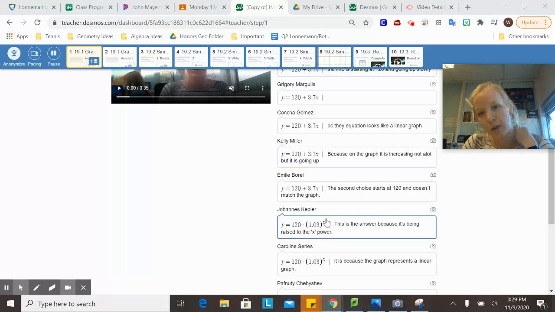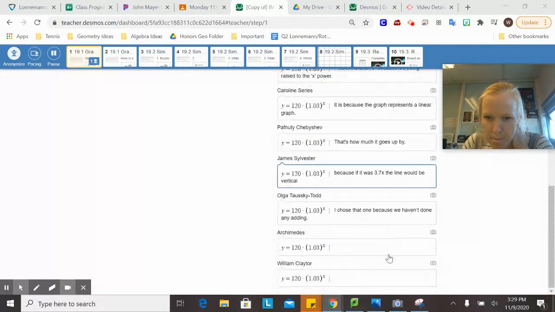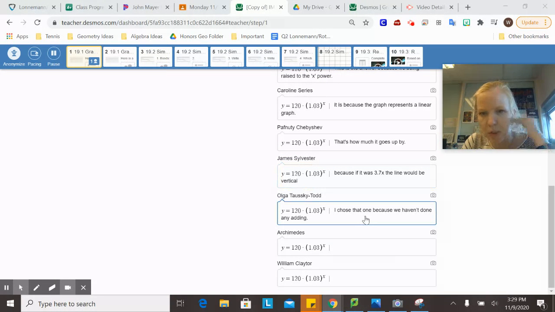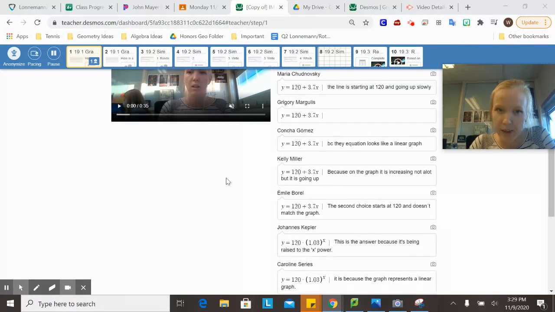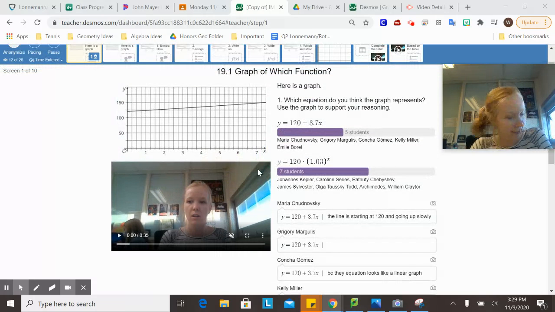And then we get into choices of our other equation, and this is the answer because it's being raised to the x power. Someone else said similarly, I chose this one because we haven't done any adding. So I do appreciate the fact that we recognize we've been talking about exponential growth, so maybe the answer here should be exponential. It means we are paying attention to what we have been learning. But either answer is fine as long as we have a reasonable explanation.